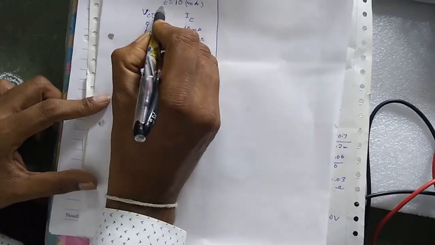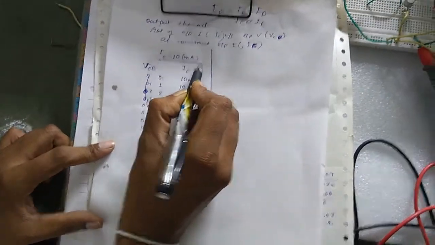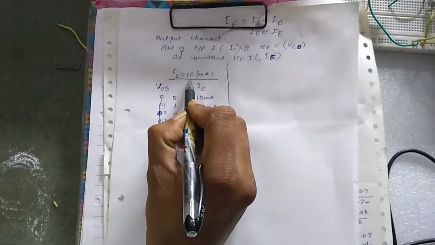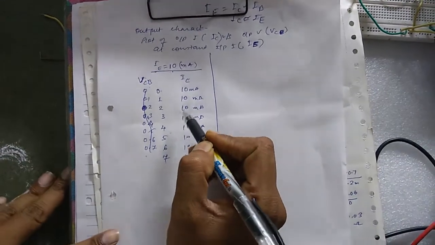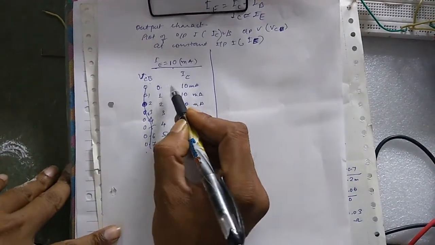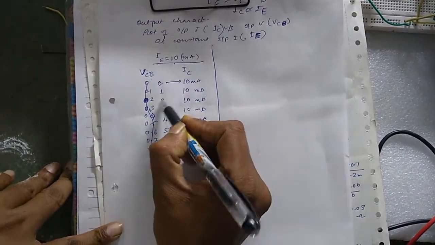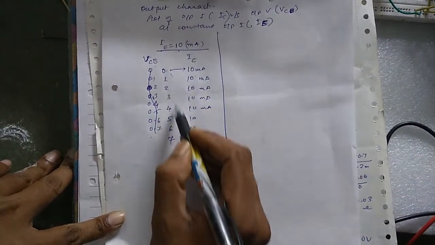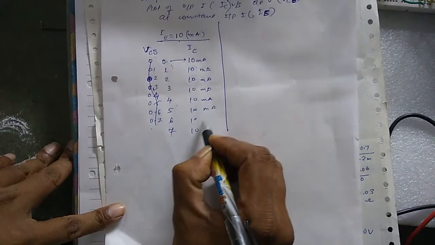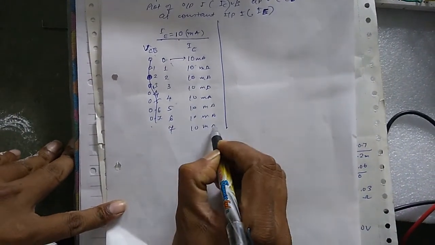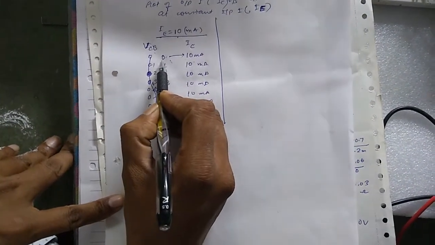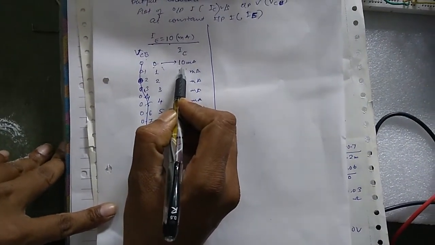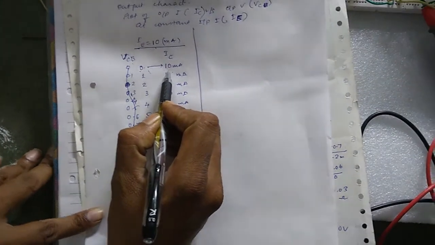So what is the observation? Input emitter current fixed at 10 milliamperes, output collector current at 0 VCB is 10 milliamperes. Point to be noted, at 0 VCB it is 10 milliamperes. Keep on increasing, the current is constant. The most important point to be noted, VCB equals 0, IC equals 10 milliamperes. So this is the most important observation.